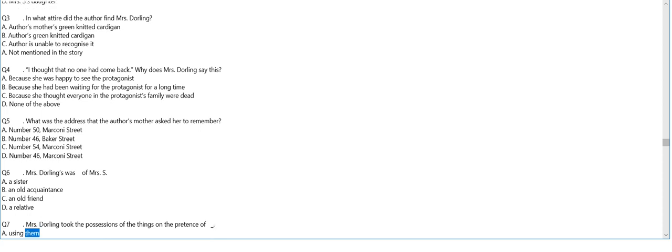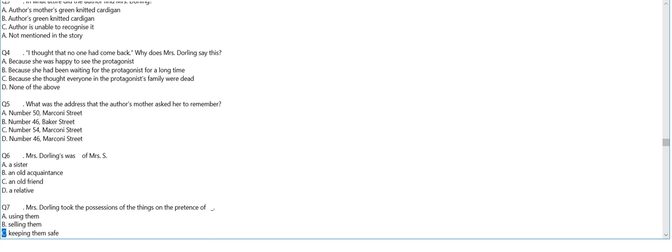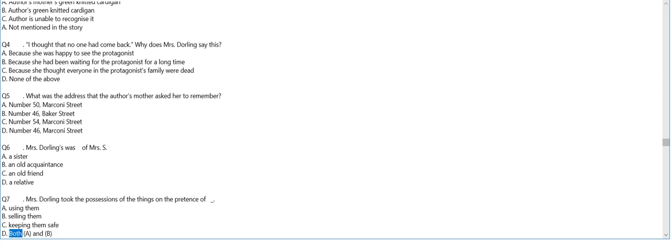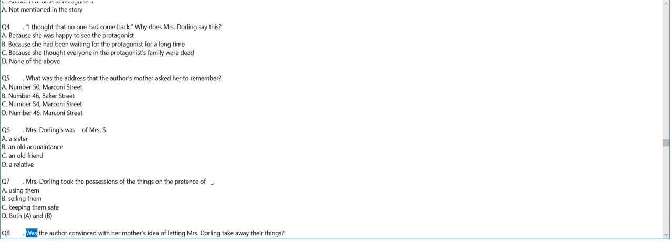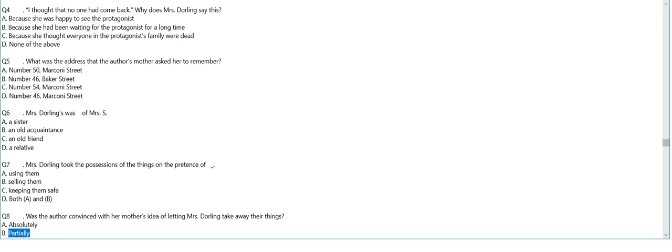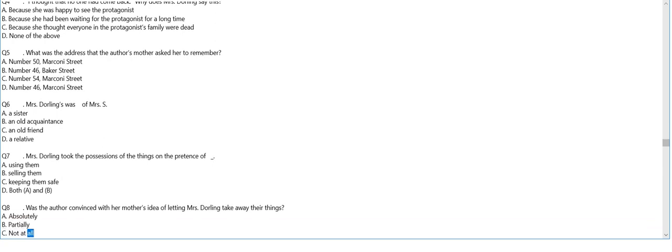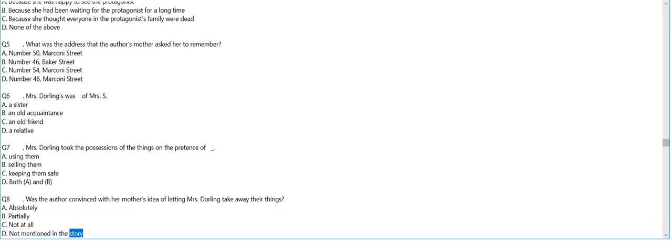A. Using them. B. Selling them. C. Keeping them safe. D. Both, A and B. Q8. Was the author convinced with her mother's idea of letting Mrs. Dorling take away their things? A. Absolutely. B. Partially. C. Not at all. D. Not mentioned in the story.